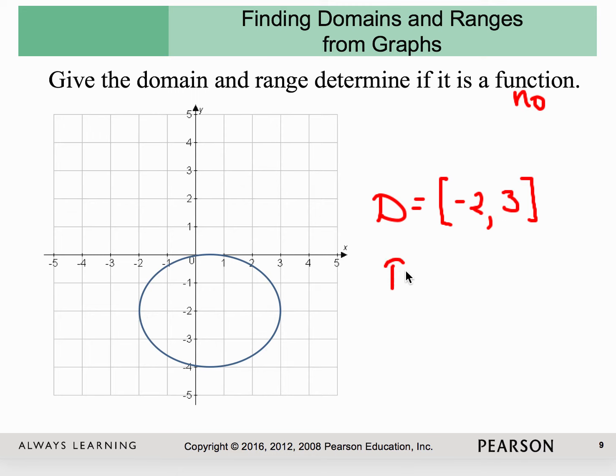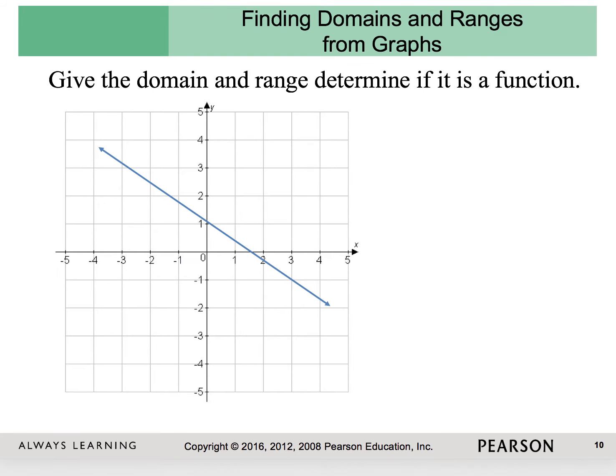And I'm going to do the same thing for the range. If I go up here, there's no graph, no graph, no graph until y is negative 4. And then there's corresponding graph, and there's y values all the way up until where y is 0. Okay? One more. Is it a function? Yes, because it passes the vertical line test.